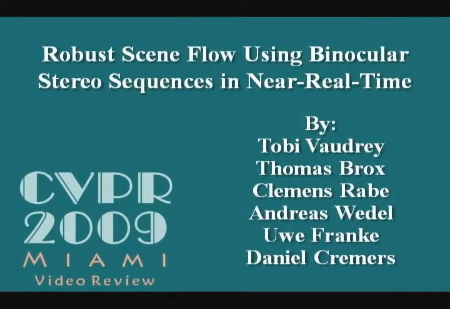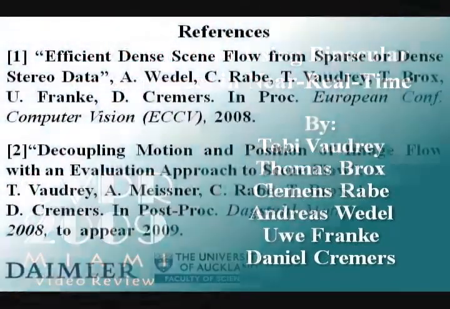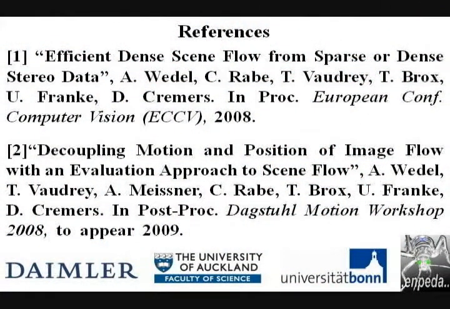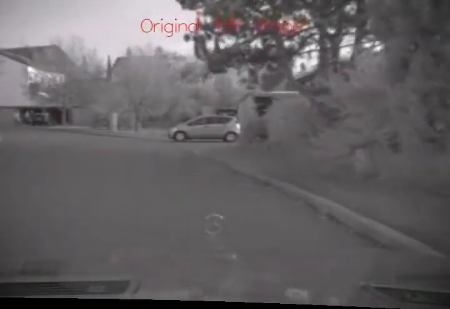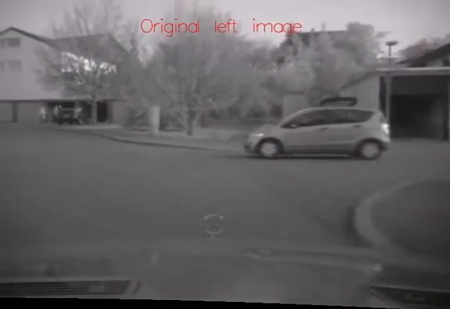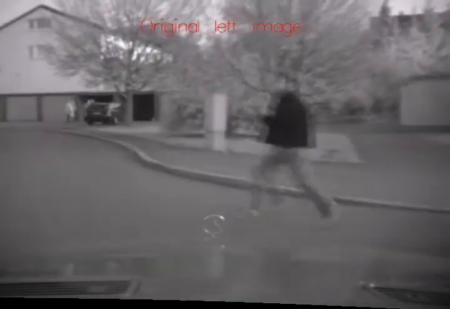Hello, I'm Tobi Vaudrey, presenting this video on robust scene flow using stereo sequences in near real time. Generating three-dimensional velocity from a moving platform is a difficult task. Not only is the background moving, but also objects in the scene. We achieve this using nothing but binocular stereo sequences, and managed to obtain running times of 10 Hz.